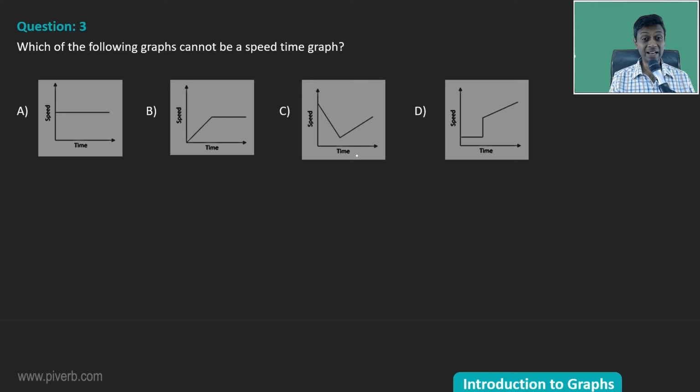Which of the following graphs cannot be a speed time graph? Speed is constant over time. So at 1 second, 2 seconds, 3 seconds, 20 minutes, traveling at the same speed. This is possible. Speed increases slowly and then hits a constant. I'm at 0 kilometers per hour, 5, 10, 15, 20 and 20 kilometers per hour speed I maintain throughout. This appears to be possible.